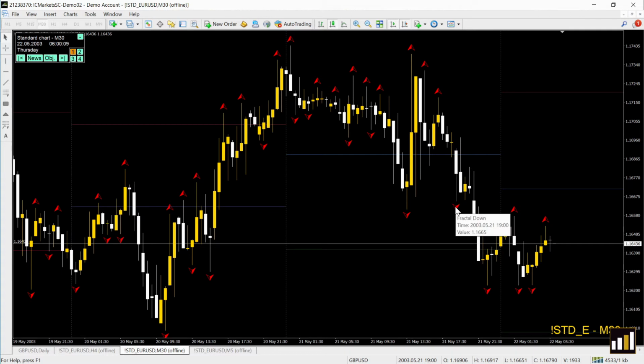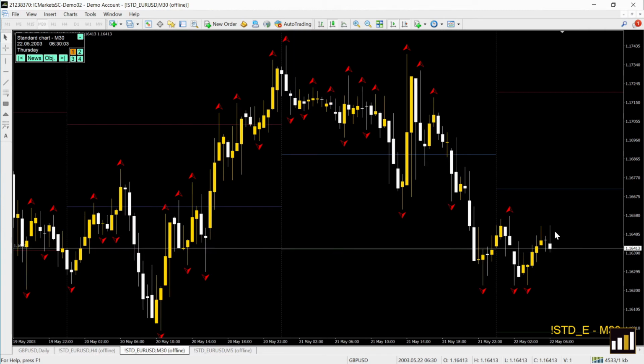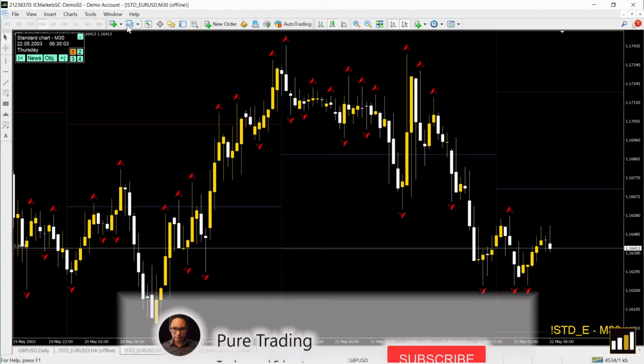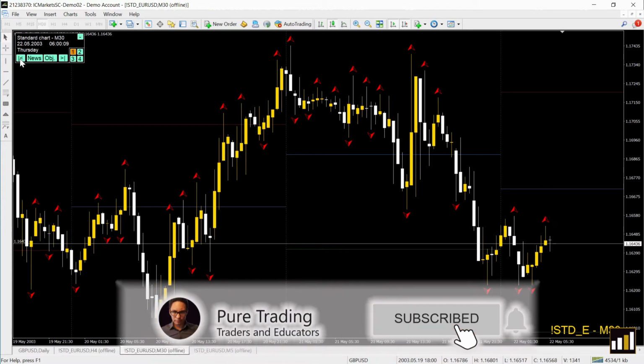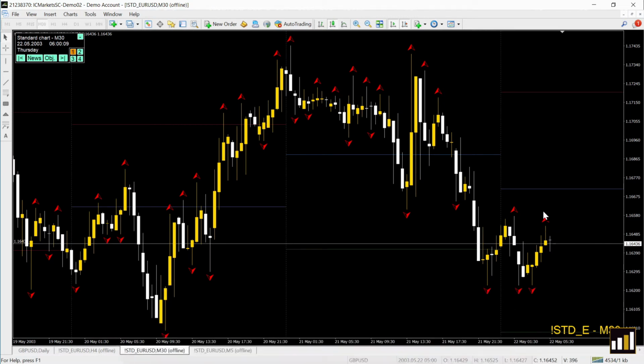There is no repainting. So if you look at this here, if I take one step forward, you'll see that this fractal has disappeared, because there aren't two candles afterwards that have formed lower. You can see that this one went higher. Let me just go back here so that you can see exactly what I mean. So I took a step back.